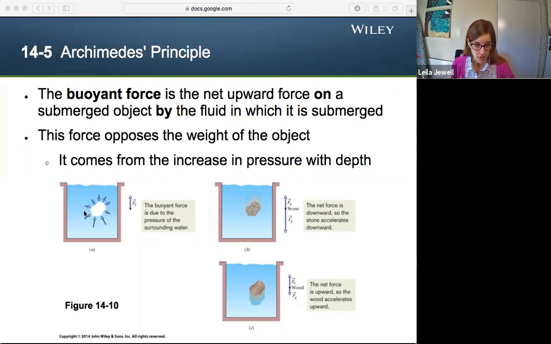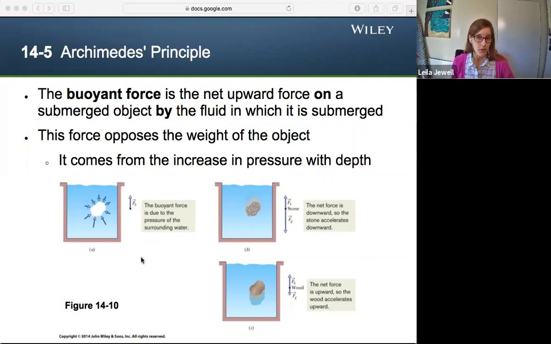That's shown here where you have the outline of an object, and there's pressure from all sides, but there's more pressure down below as you go deeper. Because there's more pressure down below, that leads to a net upward force, which we note with this F sub B for the buoyant force.